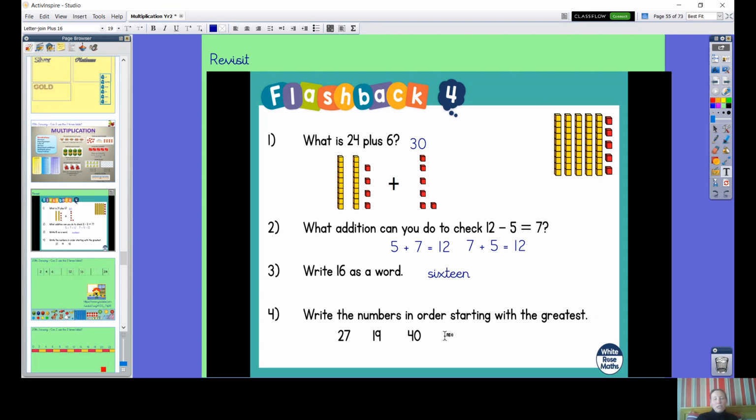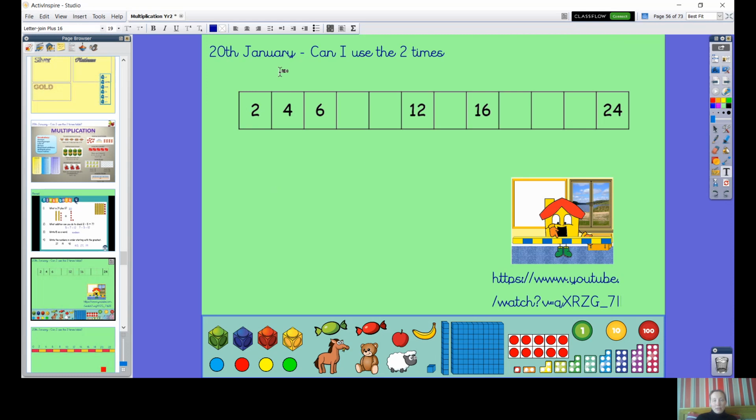So the greatest number is the number with the most tens, because we've only got 2 digits. So the one with the most tens is 40. We've then got a number with 2 tens and a number with 1 ten. I know this number is greater because it has 2 tens. And then our last number, we've got 1 ten. So from greatest, which means the largest, we go 40, down to 27, and then down to 19. Brilliant. So let's move on to thinking about our 2 times table.